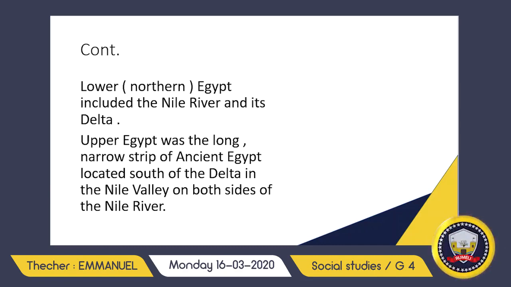So without the Nile flowing water into the desert in Egypt, by now Egypt would have remained as a desert. So the Nile is so important to the Egyptians because the Nile made water to flow into the desert.